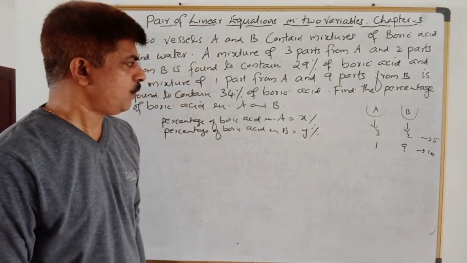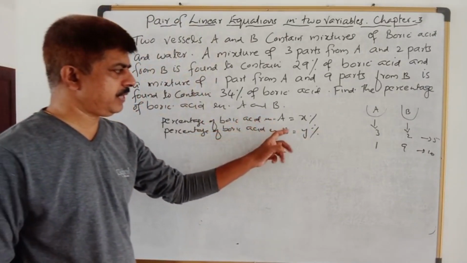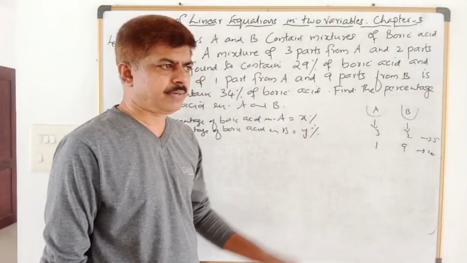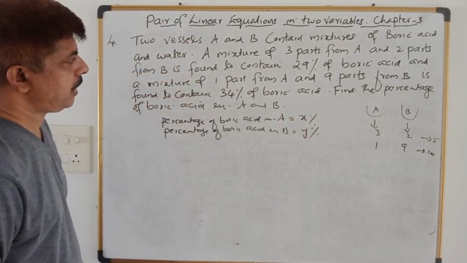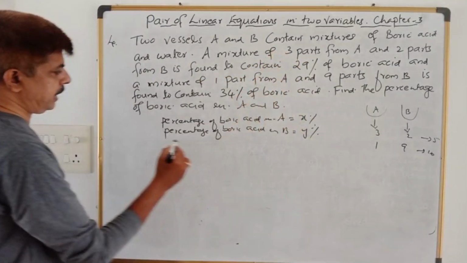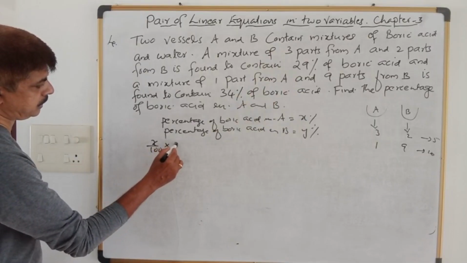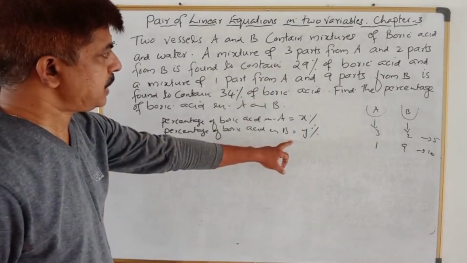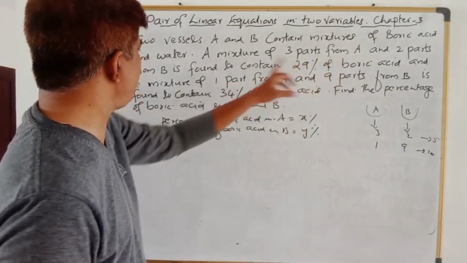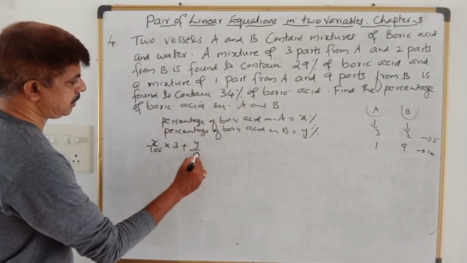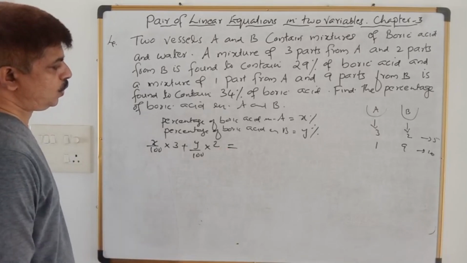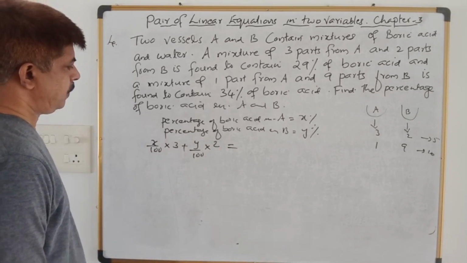We are asked to find out what percentage of boric acid is in A and B, so easily we can identify what is to be taken as x and y. So we will make two linear equations. In the first mixture, 3 parts from A, x percentage of 3, plus y percentage from B. Y percent of 2 parts from B, so altogether we know that 5.